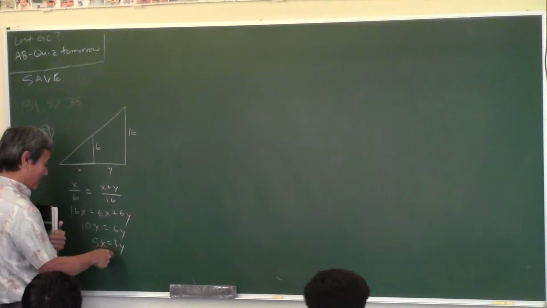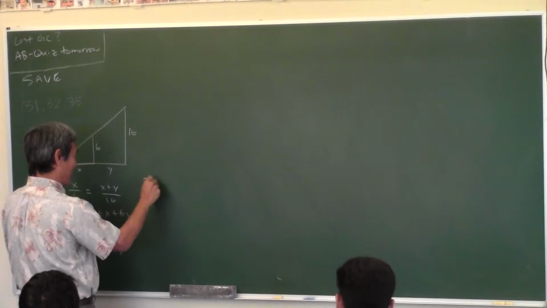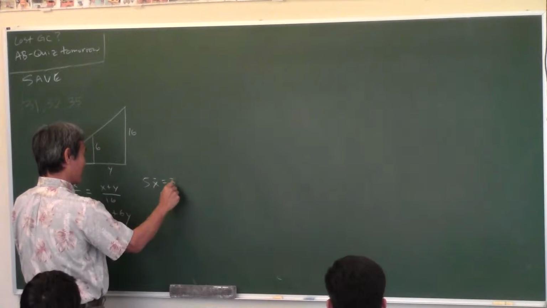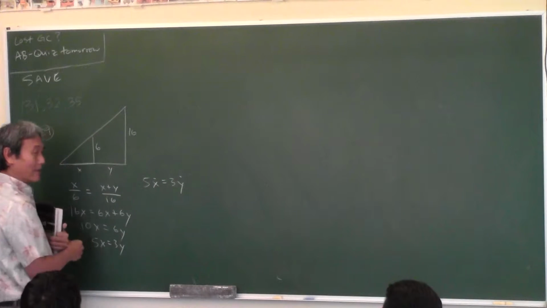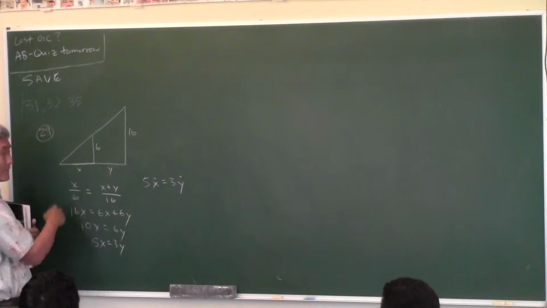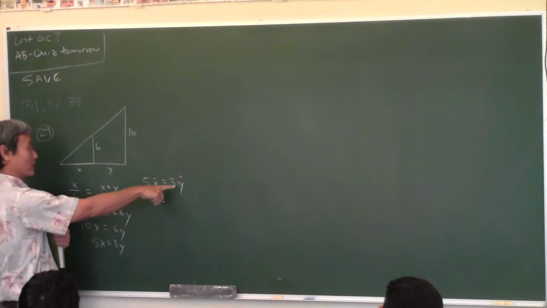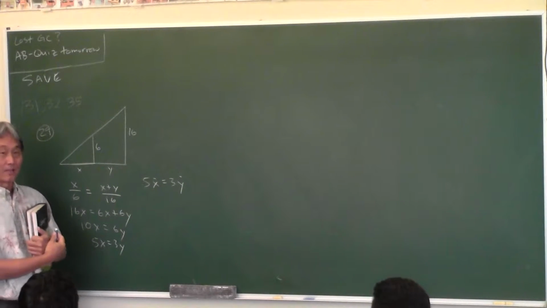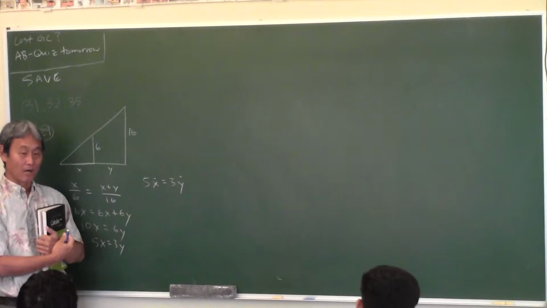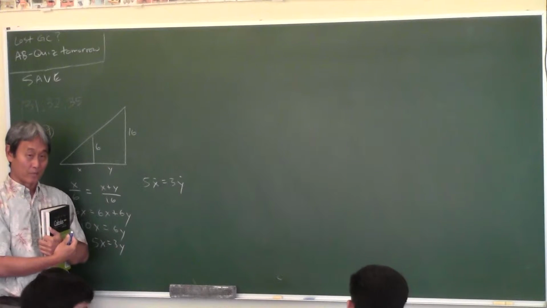And now, take the derivative with respect to time. 5x dot is equal to 3y dot. And you are trying to find how fast the length of the shadow is changing. So all you have to know is y dot, but I believe they give you that in the problem. Park, what is it for this one?